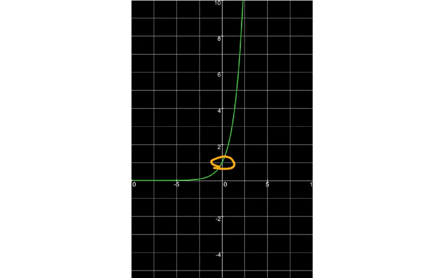The domain would be all real numbers. It does continue off to the left. It does continue to the right. However, the way the graph looks, it does actually look like it touches the x-axis here.